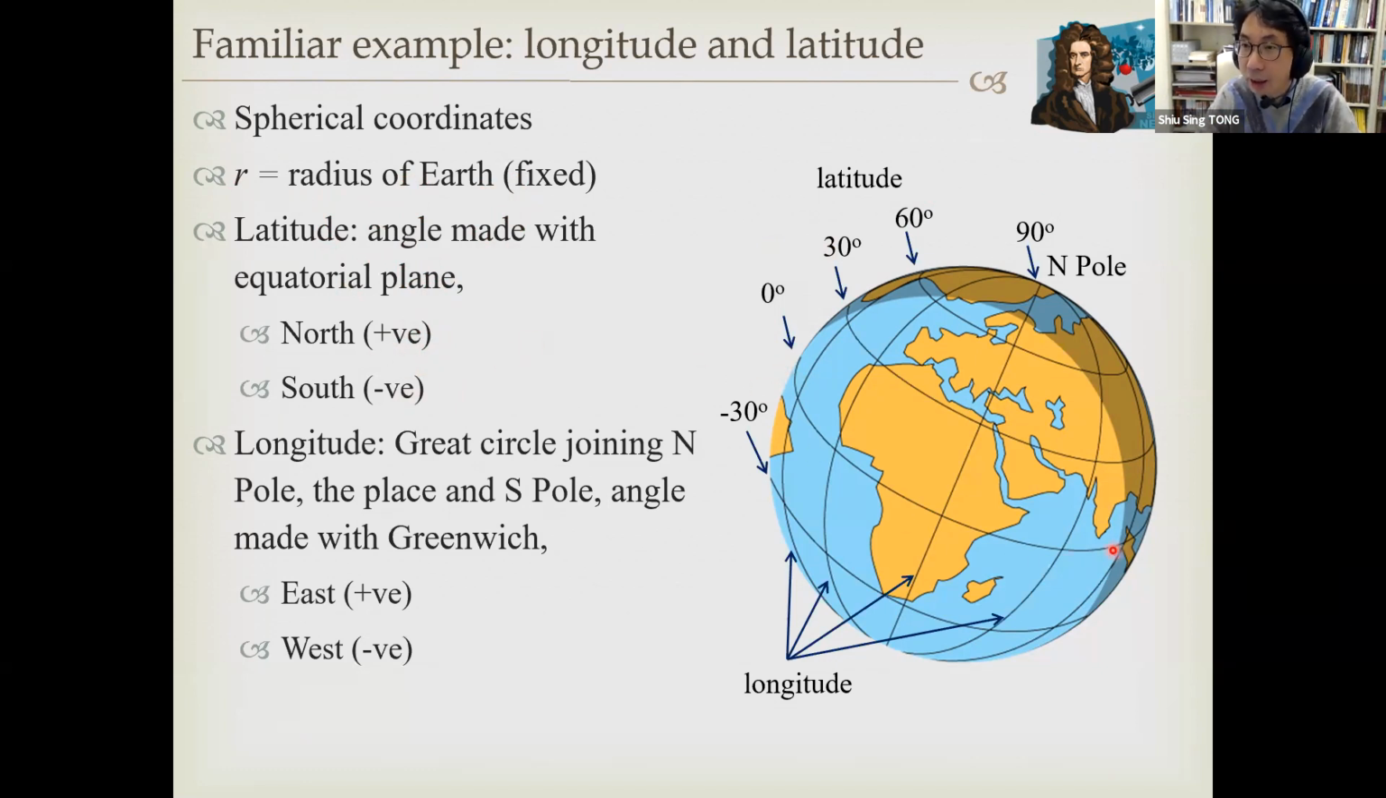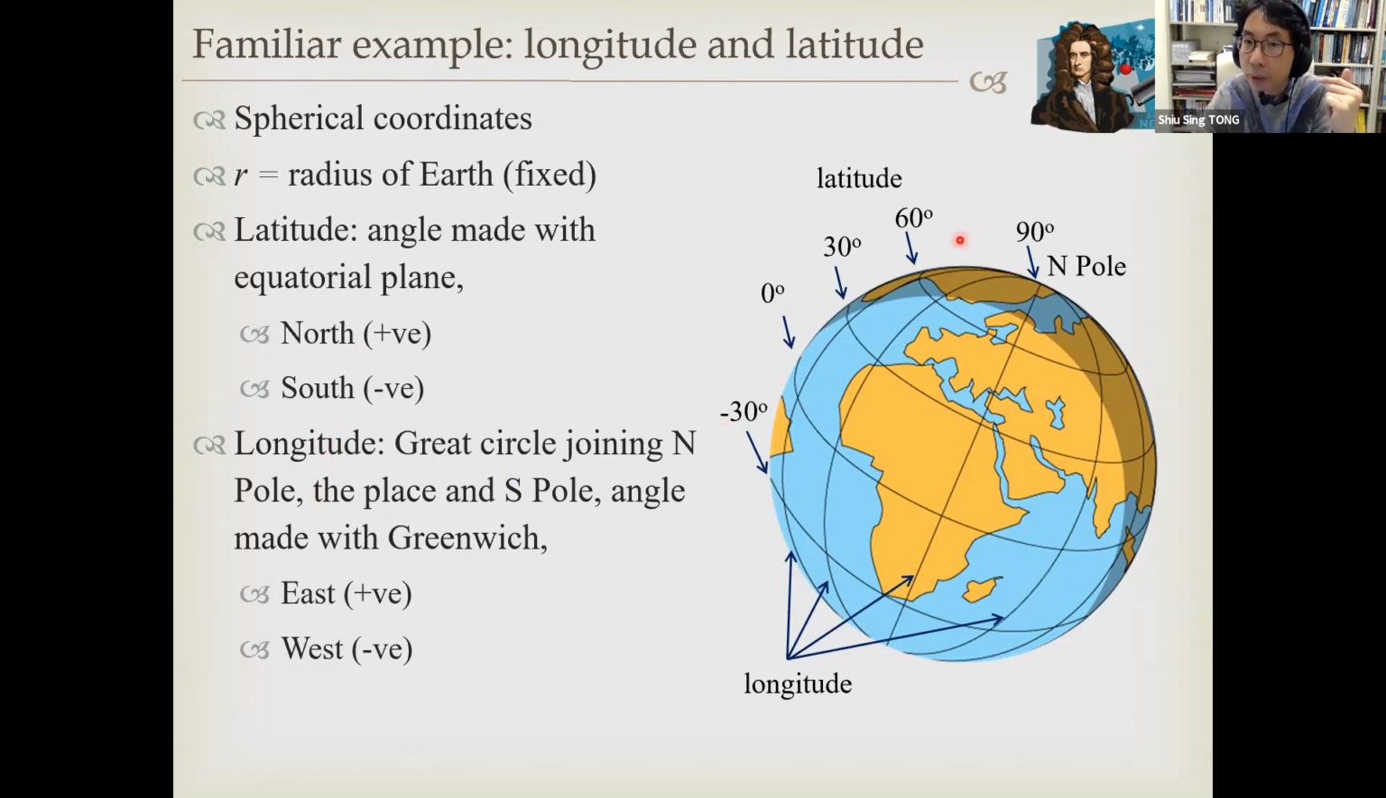The equator is defined as 0 degree latitude, and if you are living in a place that makes an angle of 30 degrees with the equator, then you are at 30 degrees north in latitude. This is a line of 60 degrees north in latitude, and if you are at the North Pole, then you have 90 degrees north in latitude. So the latitude in the northern hemisphere is defined by a positive value, while the latitude in the southern hemisphere, for example this line, is defined by a negative value.